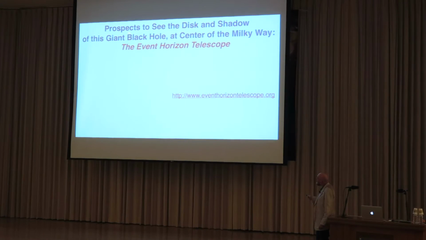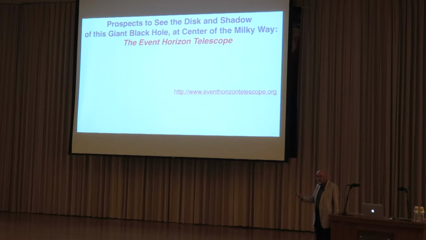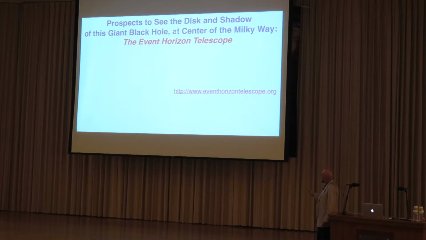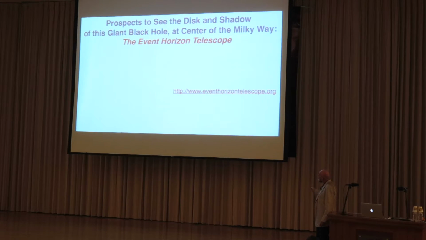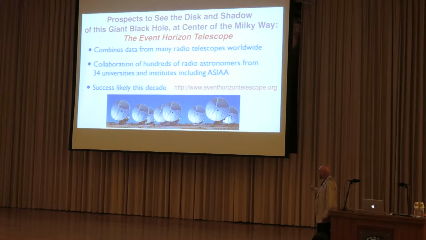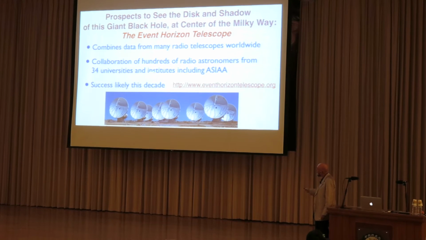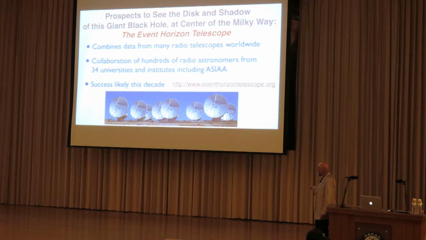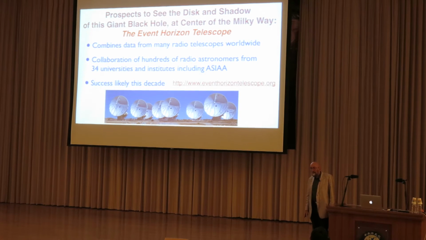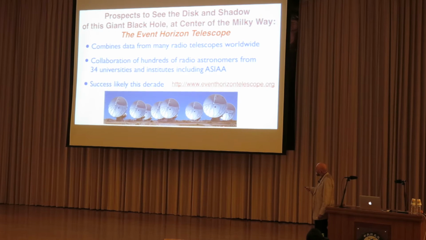There are actually possibilities to see the disk and the shadow of this black hole in the next few years. The one at the center of our Milky Way galaxy, using what is called the Event Horizon Telescope, which combines data from many radio telescopes worldwide, the collaboration of hundreds of radio astronomers from 34 universities and institutes, including the Institute of Astronomy and Astrophysics here in Taipei, Taiwan. The success is likely this decade. You can read about it on the web at that location.